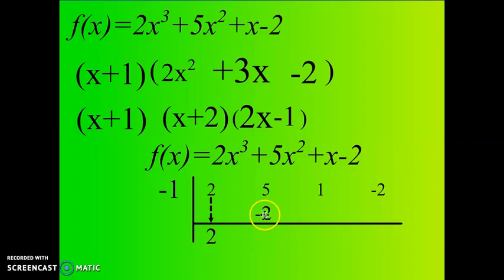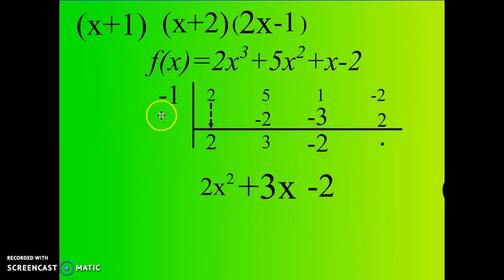5 minus 2 is positive 3. Minus 1 multiplied by 3 is negative 3. 1 minus 3 is minus 2. Negative 1 multiplied with negative 2 is positive 2. Minus 2 plus 2 is equal to 0. So I put a dot, which means there's no remainder.